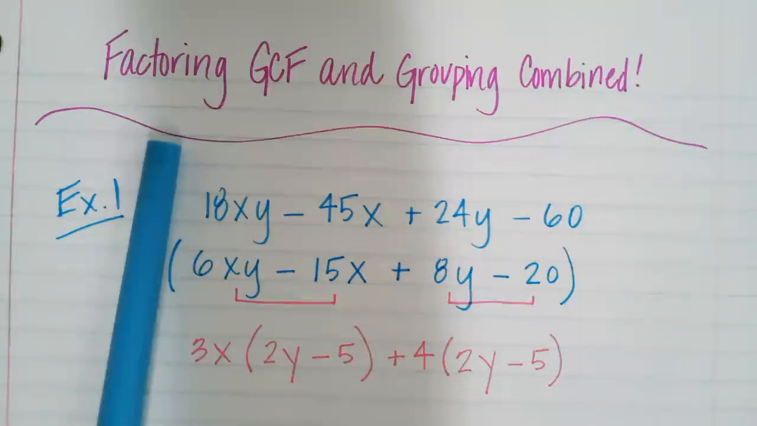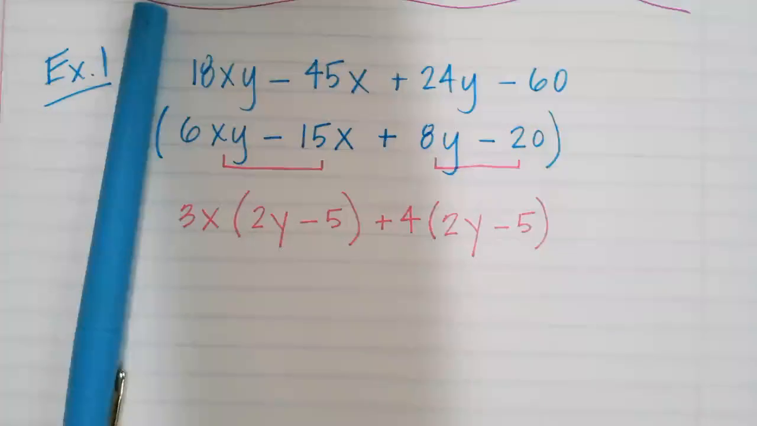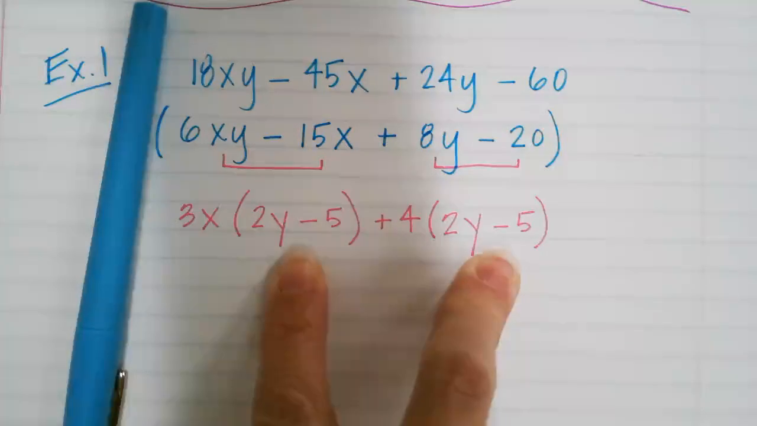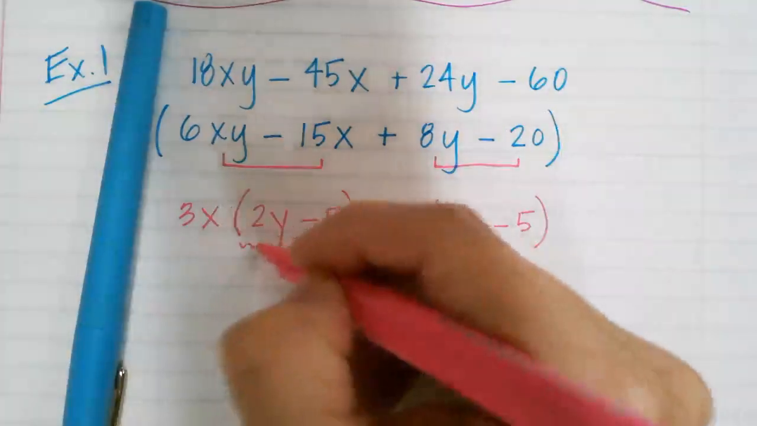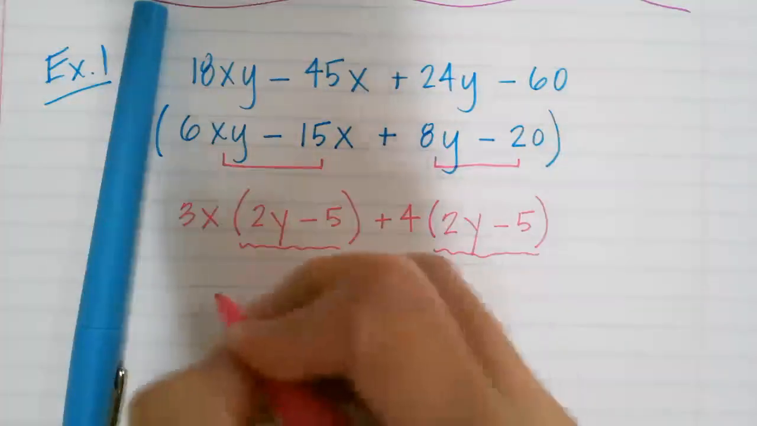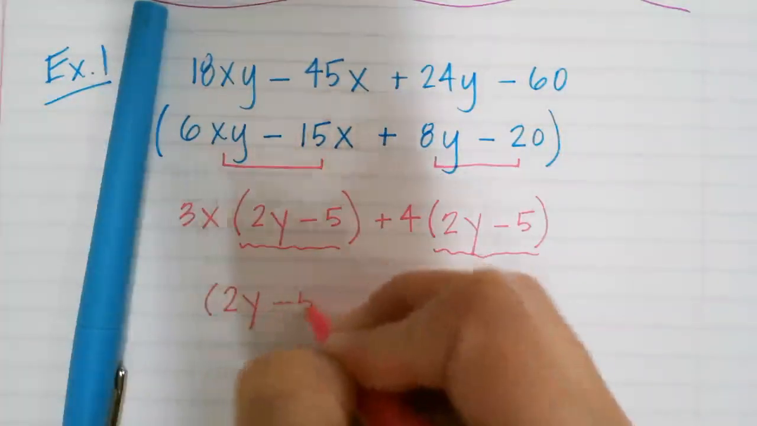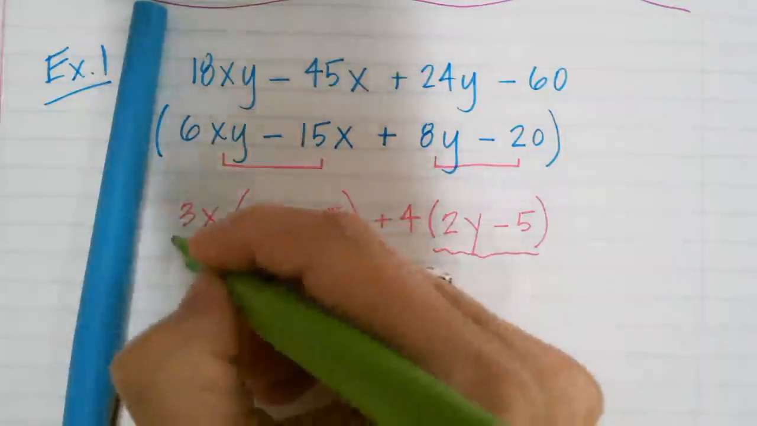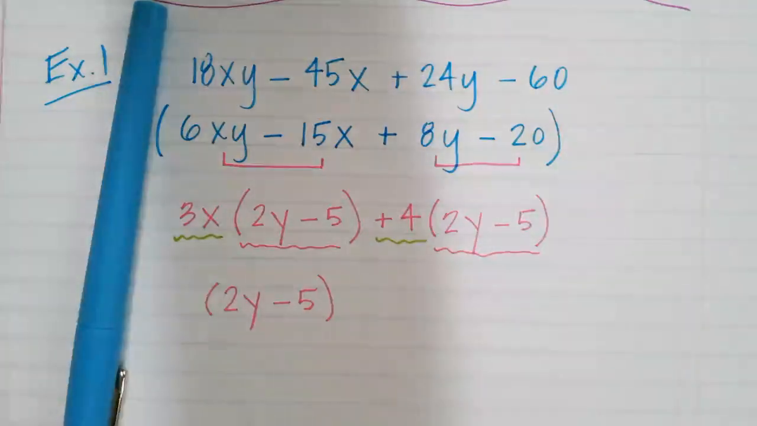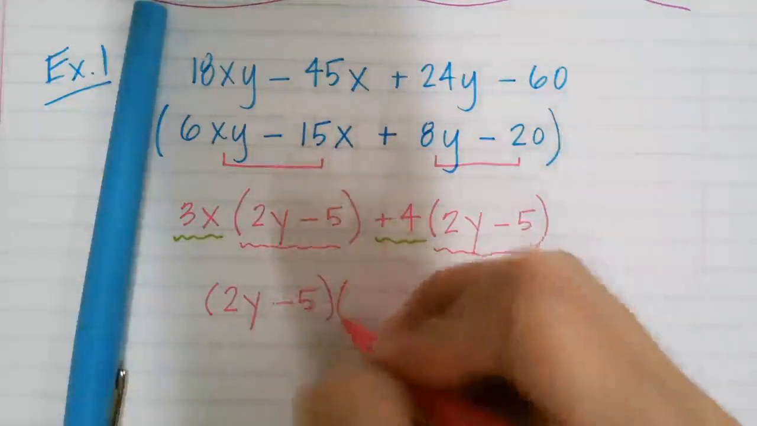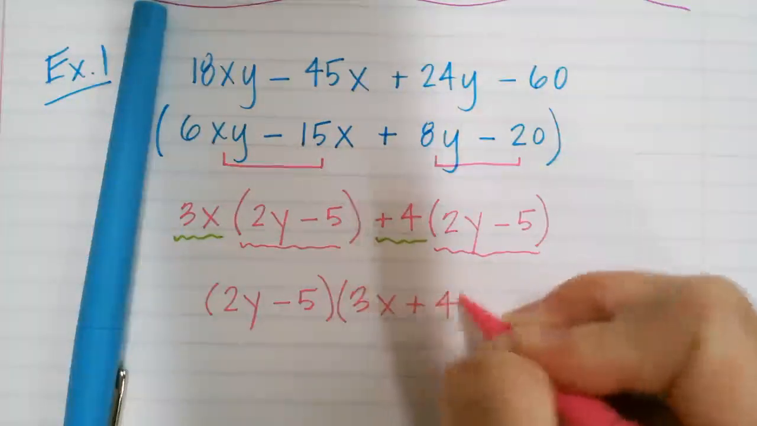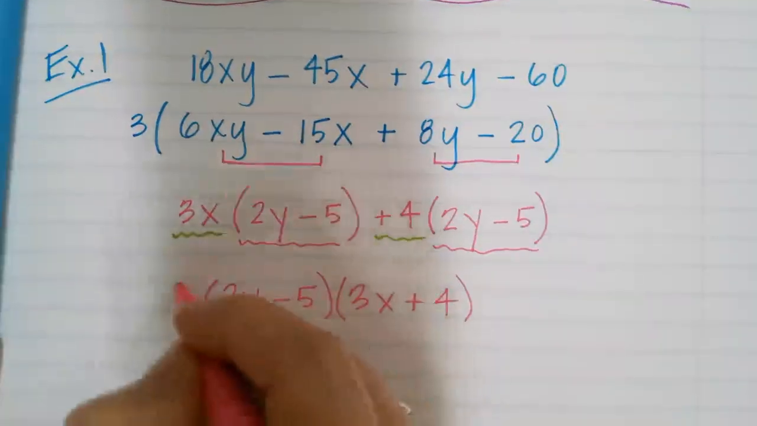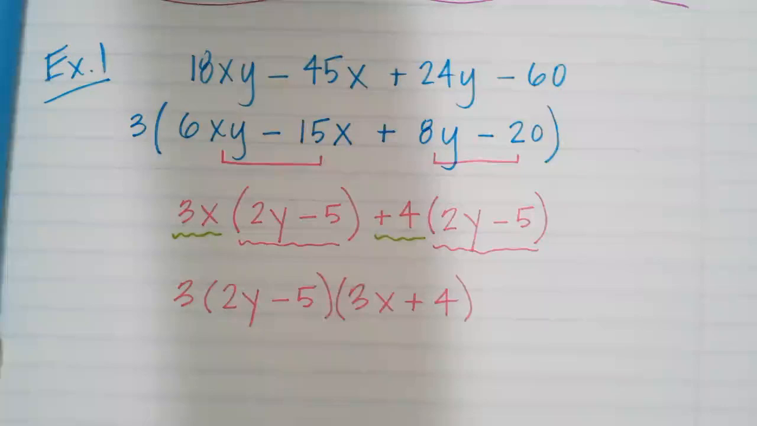And we know from our grouping that this doesn't just happen. That is on purpose. So now we have a common factor between both of those of 2y minus 5. And then the second binomial factor is going to be from our GCFs. So 3x plus 4 is our other binomial factor. And now this is where I'm going to bring that 3 back down here to the bottom.